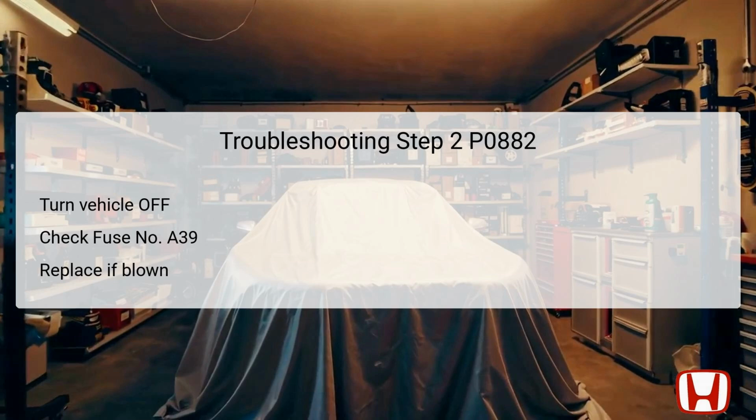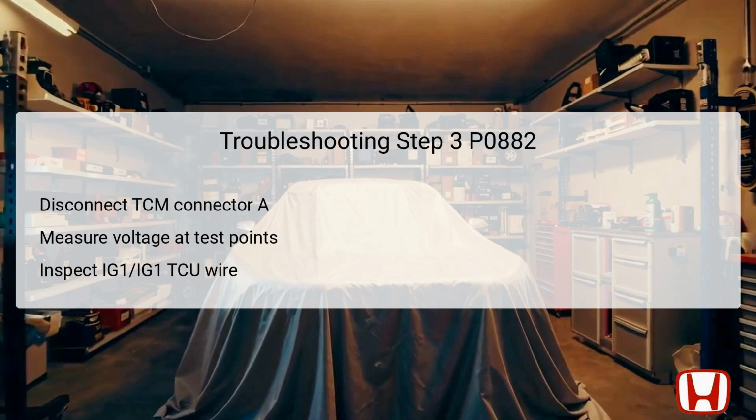Conversely, if the fuse is indeed blown, replace it with a new one and recheck whether the DTC reappears upon power restoration. If the new fuse blows again, further investigation is necessary to locate and repair a short to ground in the IG1 TCU wire. The third troubleshooting step involves checking the integrity of the wiring and voltage supply to the TCM.